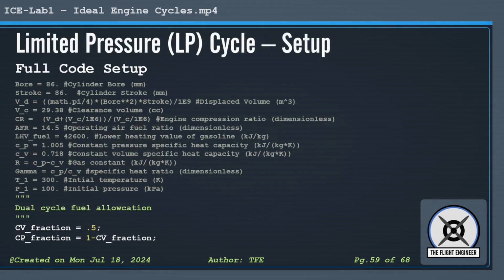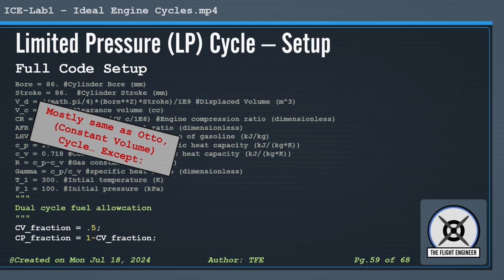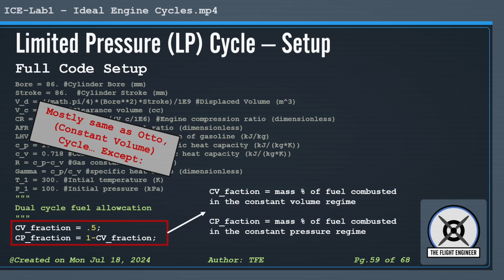The setup for the limited pressure cycle is very similar to that of the Otto or diesel cycle, depending on which engine you're trying to replicate. The important addition here is the dual cycle fuel allocation. This essentially tells us what fraction of fuel will be burnt in a constant volume fashion, and which fraction will be combusted in a constant pressure fashion. In this case, the constant volume fraction is a user-defined variable, and constant pressure fraction is calculated as the remaining fuel after the constant volume combustion. For a spark ignition engine, we're going to assume that the distribution is half and half.